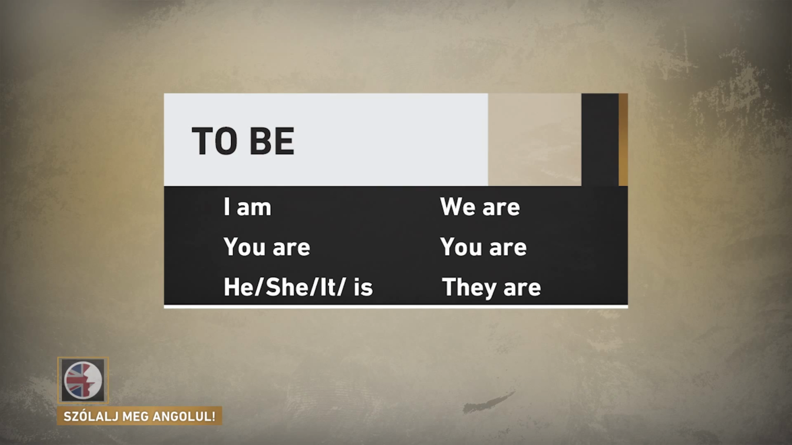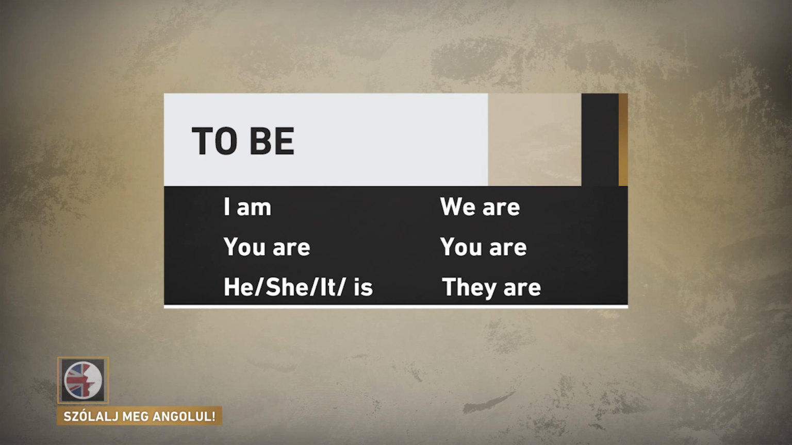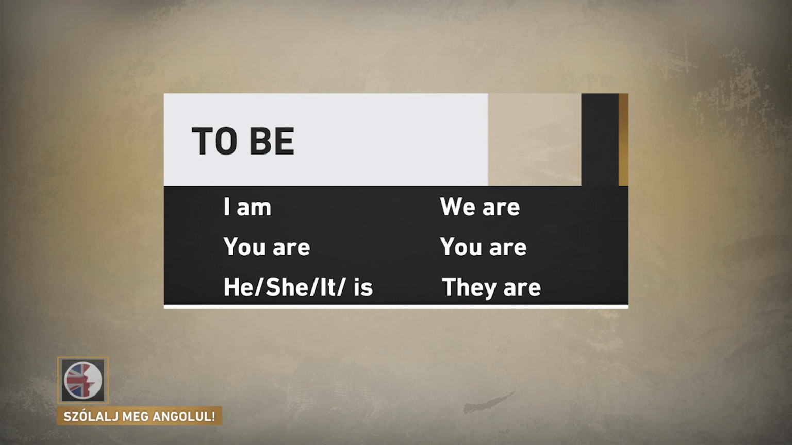So, let's look at the structure of the present continuous again. What do we need to start with? That's right, we need the verb to be. Do you remember the form of the verb to be? You don't. Why not? Okay, let me remind you. The verb to be is this. I am. You are. He, she, it is. We are. You are, and they are. So, that's the verb to be.